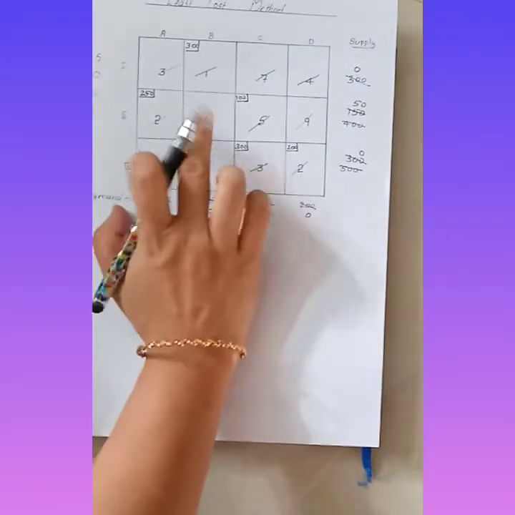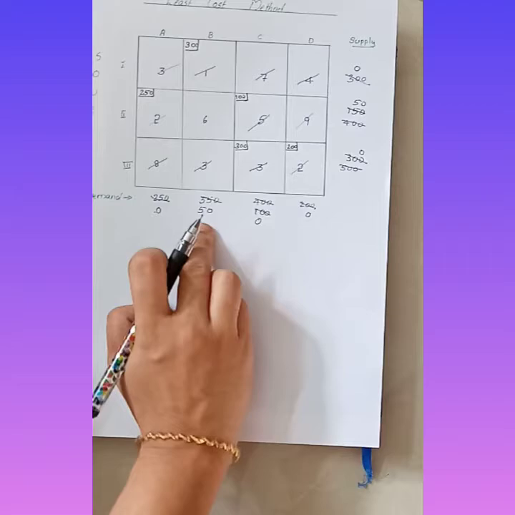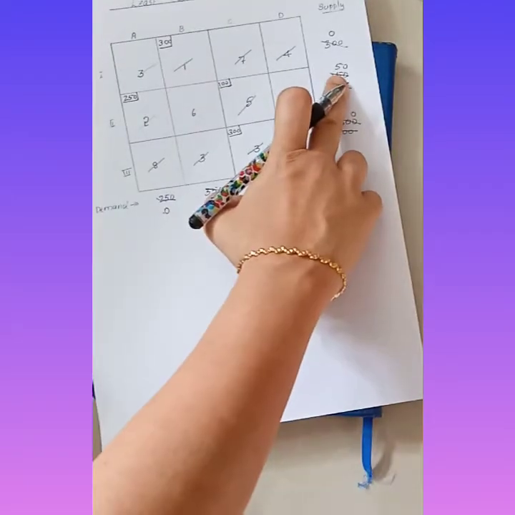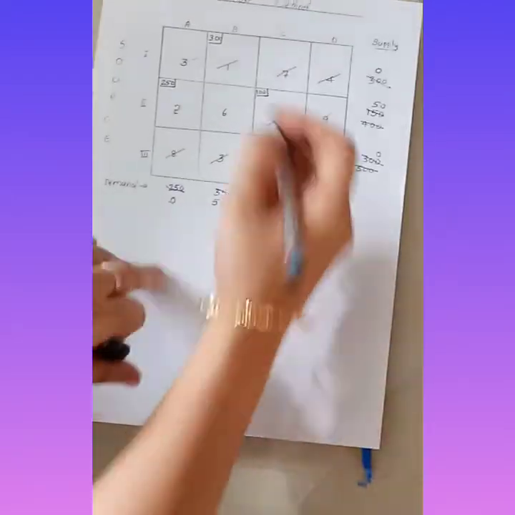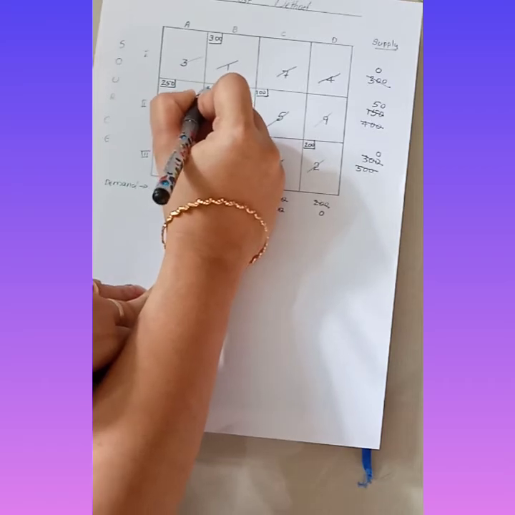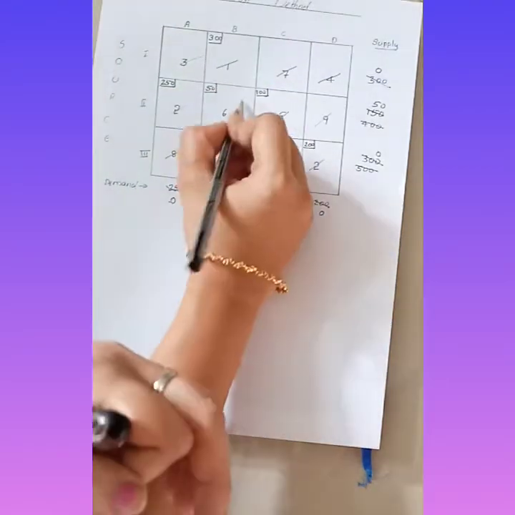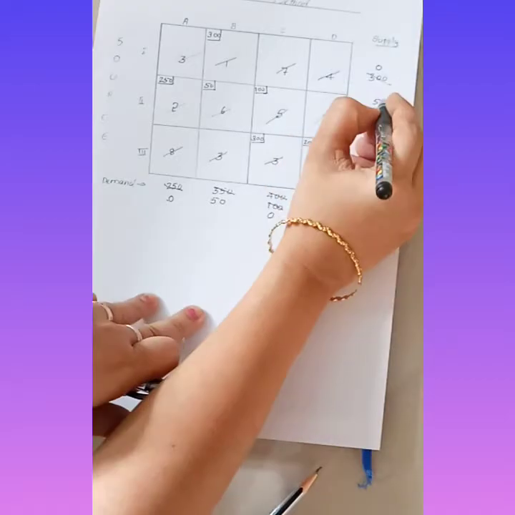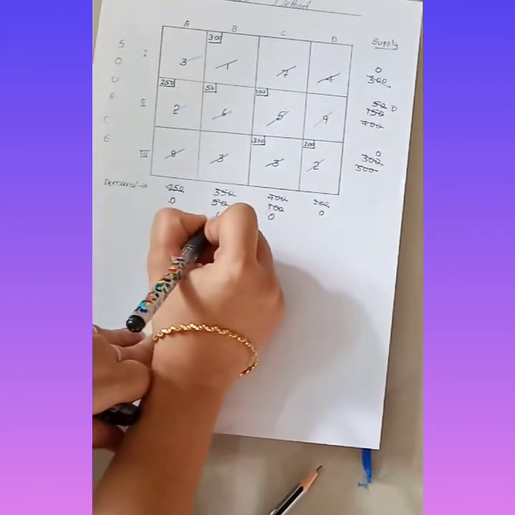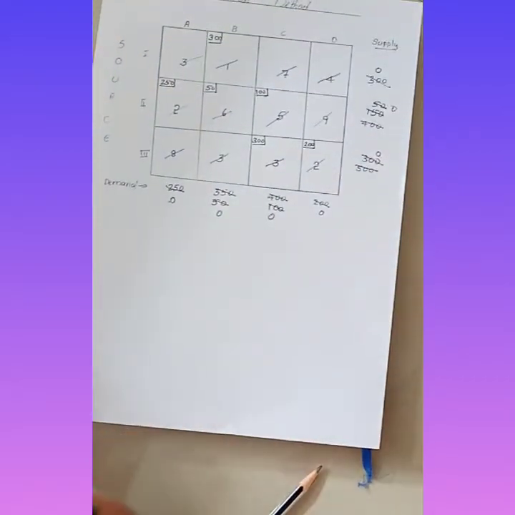Now just see, you have only one cell. Here the demand is 50 and the supply is 50. So demand is equal to supply. That means it is a balanced problem, and you can allocate 50 here and strike off this. Here again 50 will become 0, and this 50 also will become 0. So we are done with this particular table.